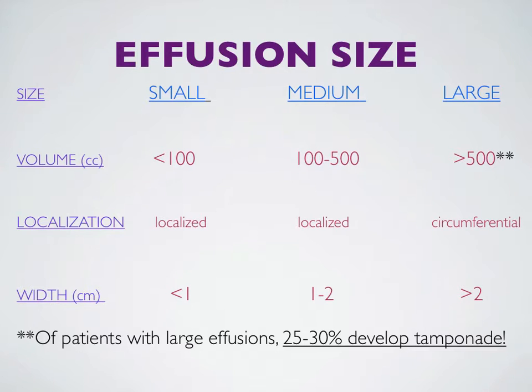The bandwidth of the effusion, the area that's typically anechoic, is also somewhat crucial in terms of measuring the size. Greater than 2 centimeters is typically associated with a large effusion, less than 1 a small, and medium in between. It's important to note, however, that there can be a localized effusion that is loculated that can cause a tamponade. Not all large effusions are greater than 2 centimeters, so there's some give and take in these rules.